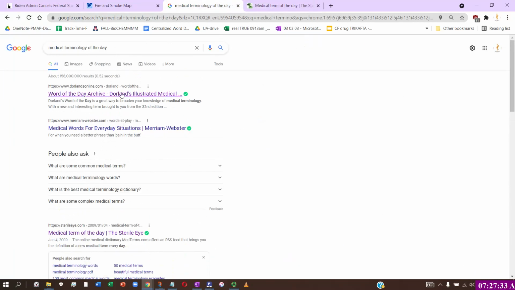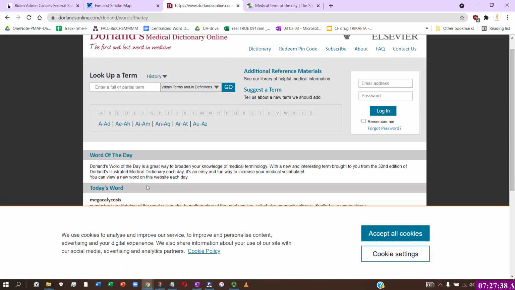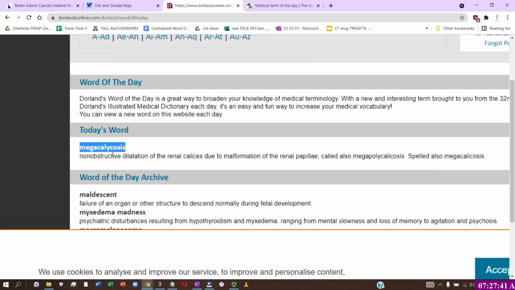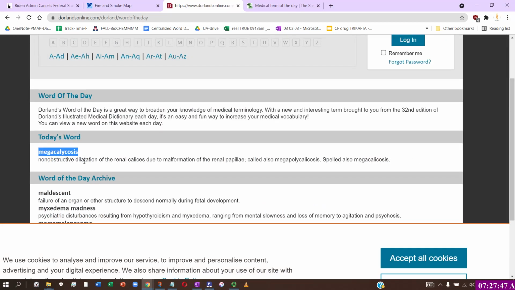Let's just go here, back to Dorland's. So, Dorland's word of the day is megacalicosis. This is the definition, something, dilation, renal, calyces. Cool. So, it has to do with kidneys. Megacalicosis: non-obstructive dilation of the renal calyces. Okay, so calicosis has to do with calyx, or the plural form is calyces. All right, moving on.